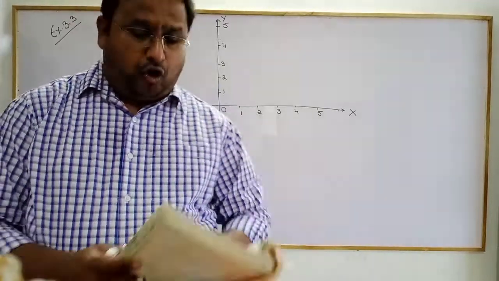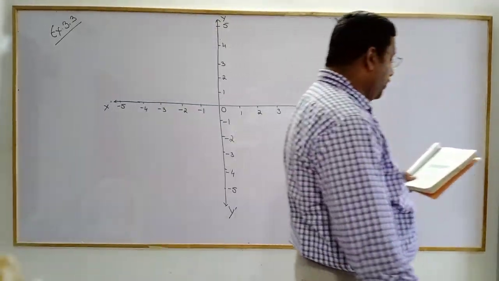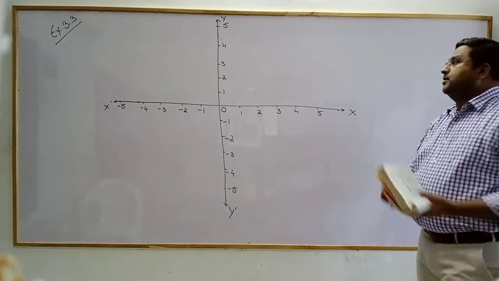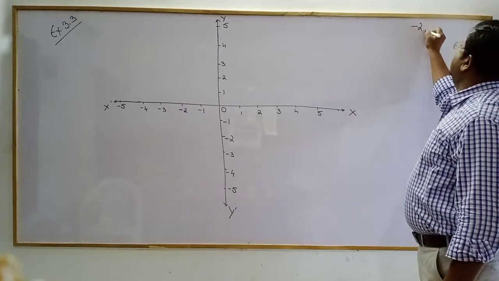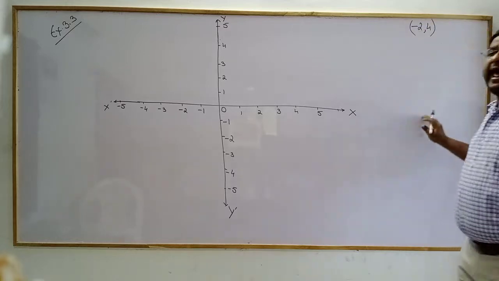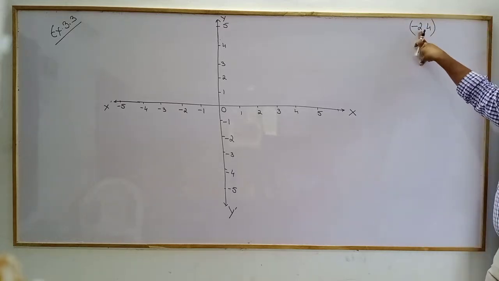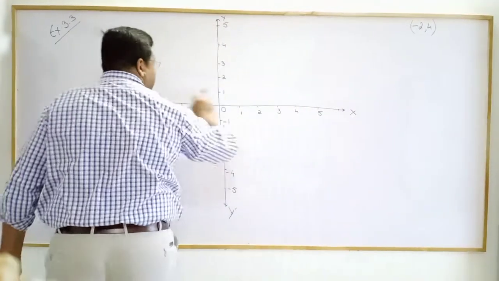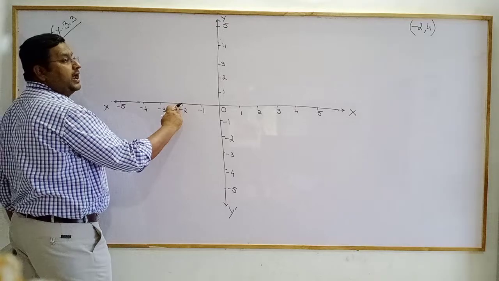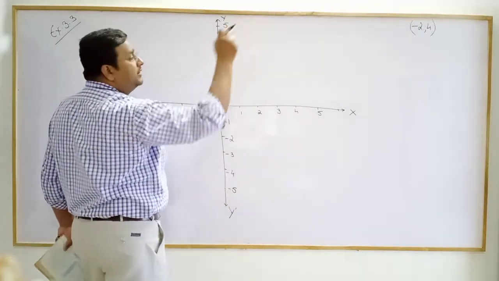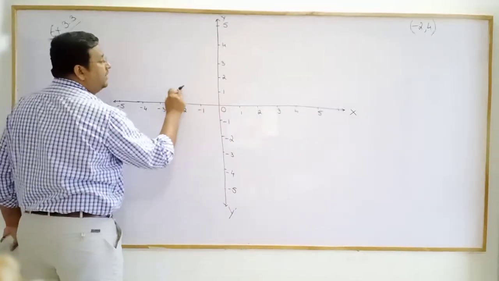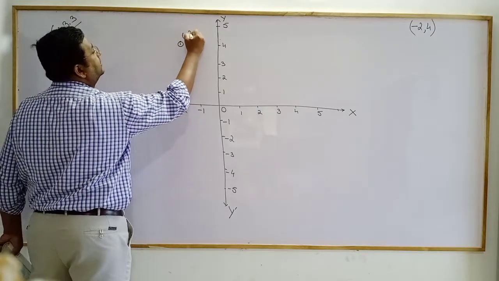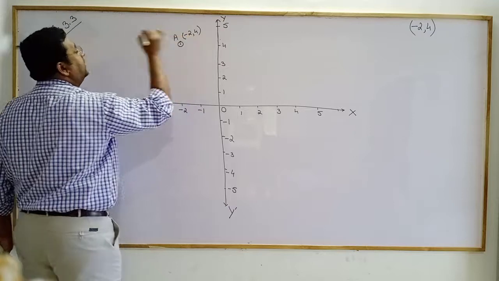In which quadrant or on which axis do each of the following points lie? The first point, -2, 4. Which is the x coordinate? -2. Which is the y coordinate? 4. The x is negative. This is -2, and y 4 is positive. Negative and positive. So -2 and +4. It is somewhere over here. Yes or no? -2, 4. That is point A.